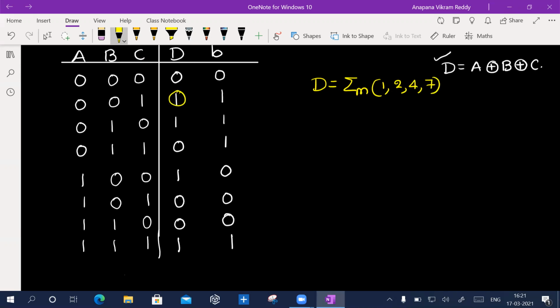In this one you see I have all ones, group all ones. So this is 1, this is 2, this is 4, this is 7. Okay, so 1, 2, 4, 7. And what did I say without putting this on K-map? Directly we'll get it. XOR will be, you must get exclusive or stuff.